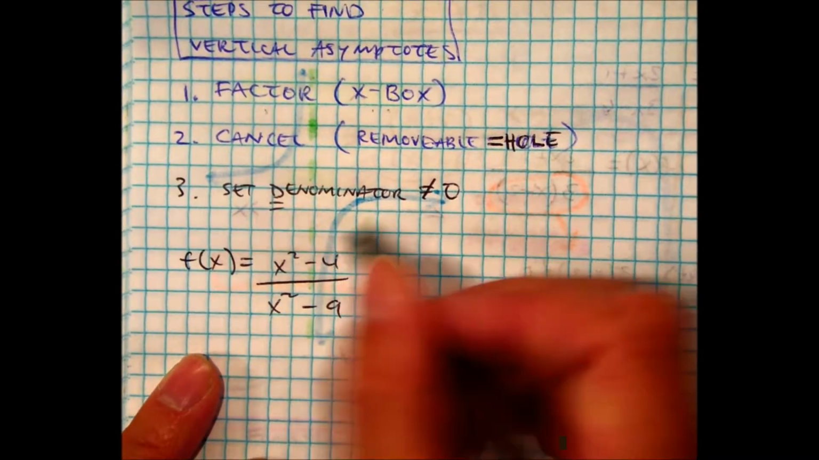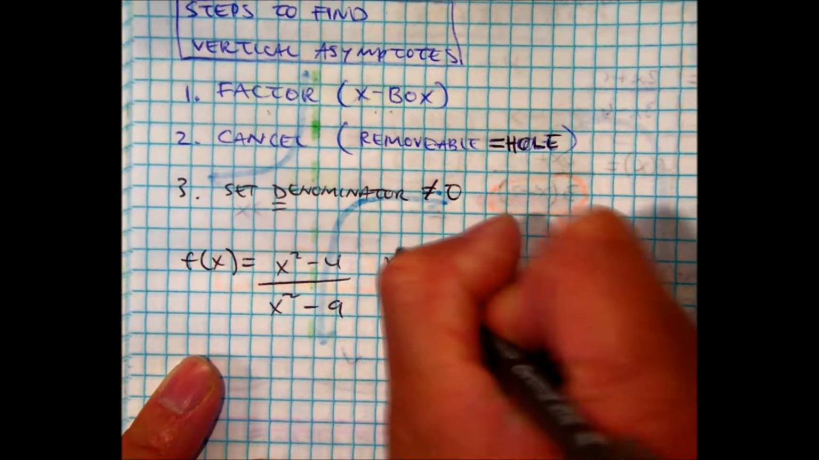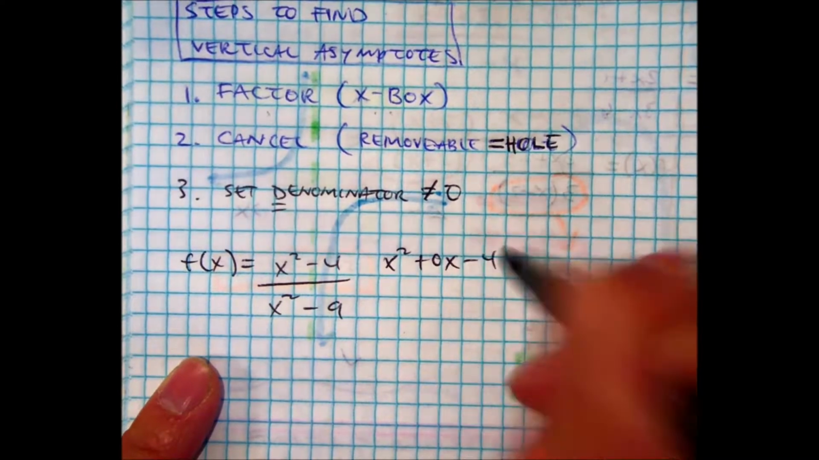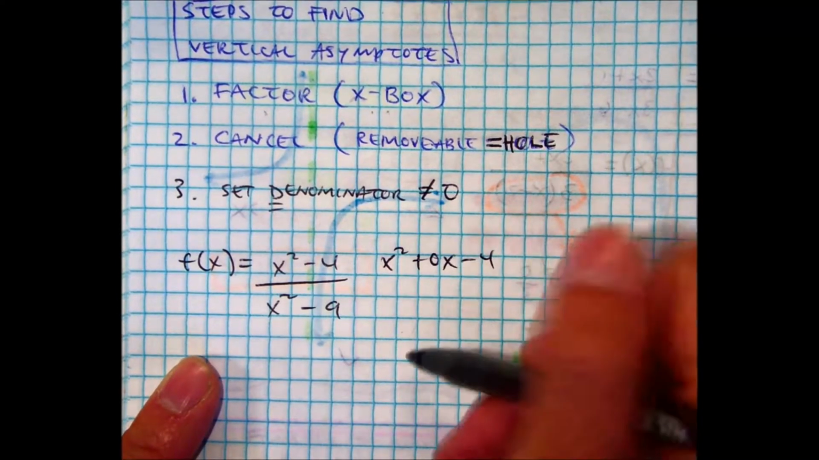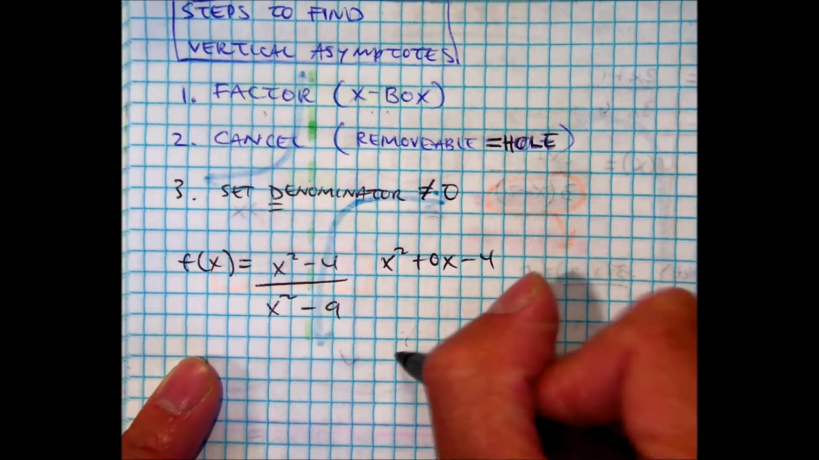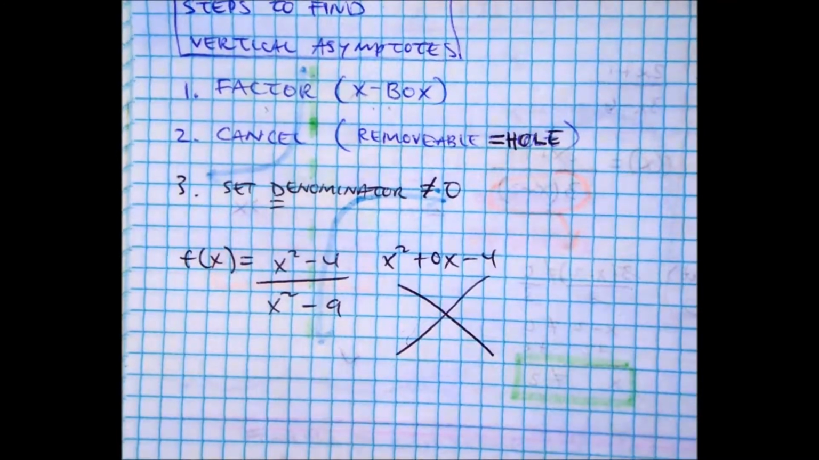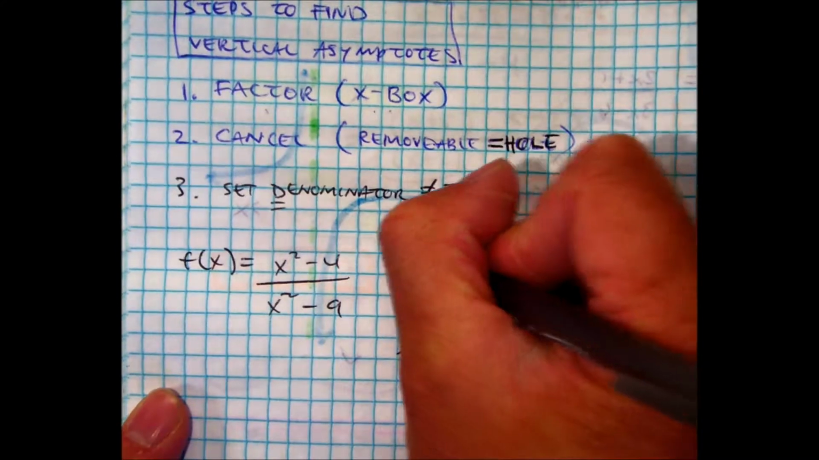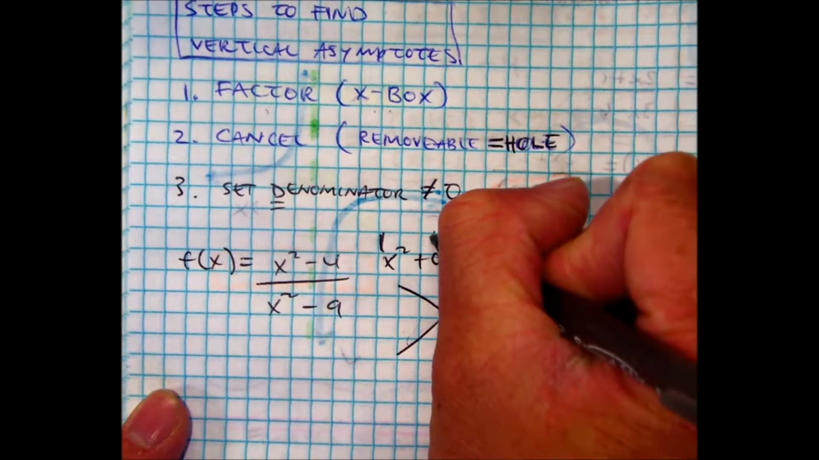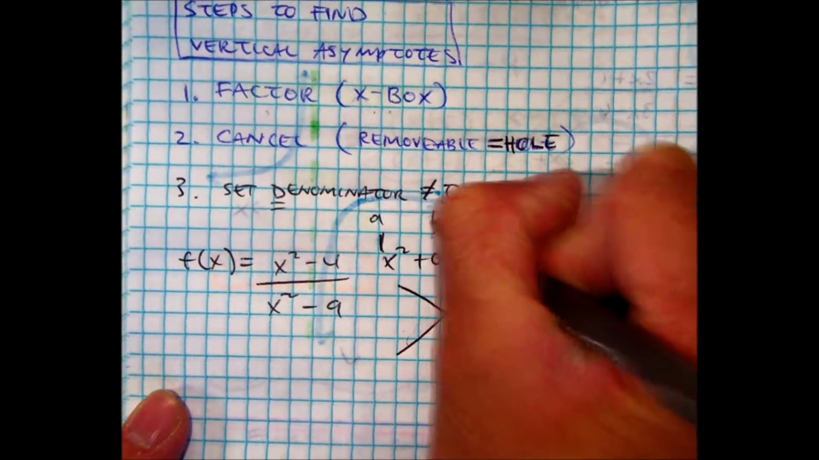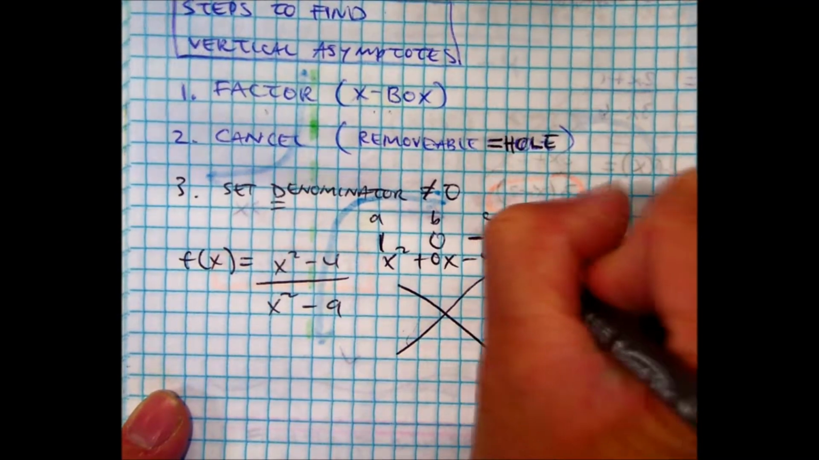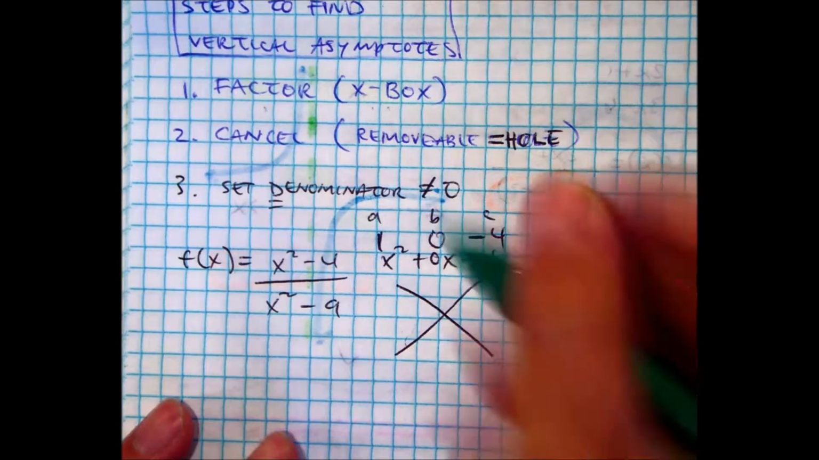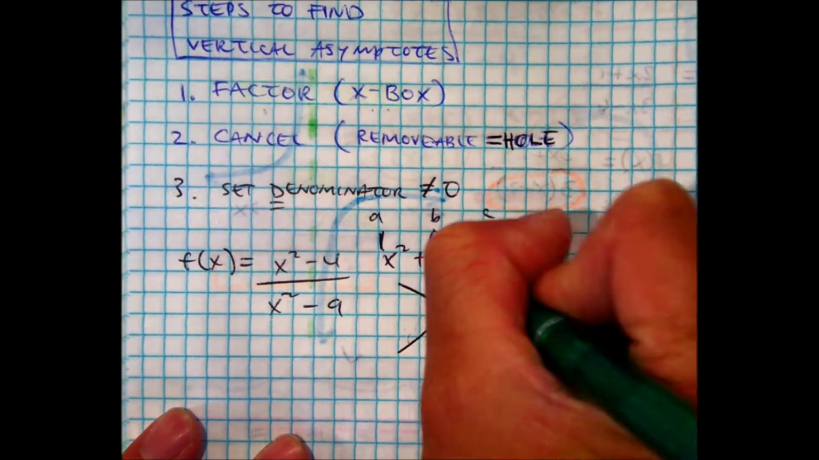So the first thing I'm going to do is factor this: x squared plus 0x minus 4. Notice that there is no b term, there's a 0 in there. Let me show you really quickly what box factoring looks like, just in case you haven't seen it or haven't mastered it. Your a value is 1, your b value is 0, and your c value is what?